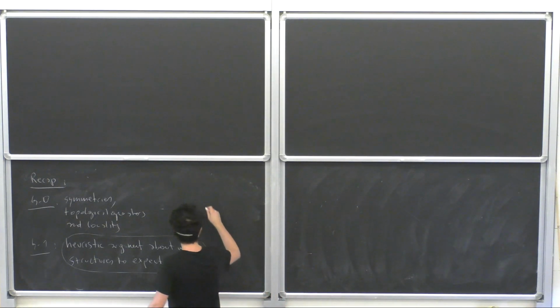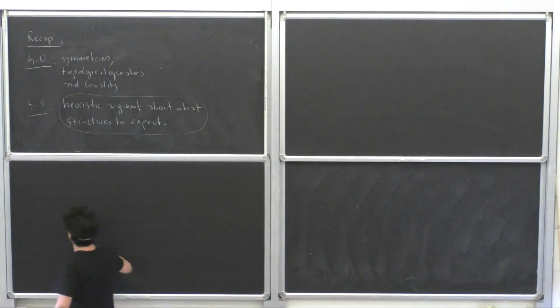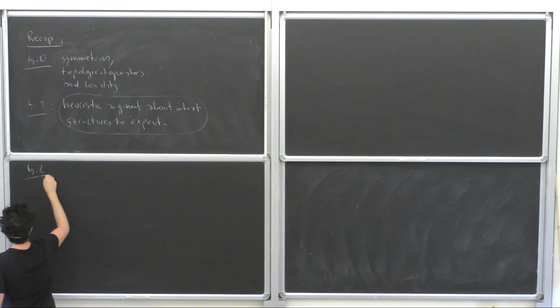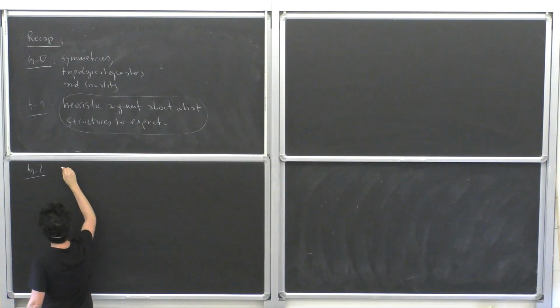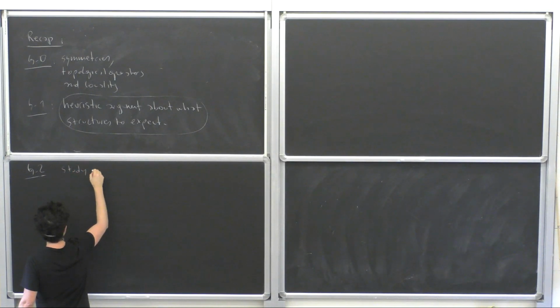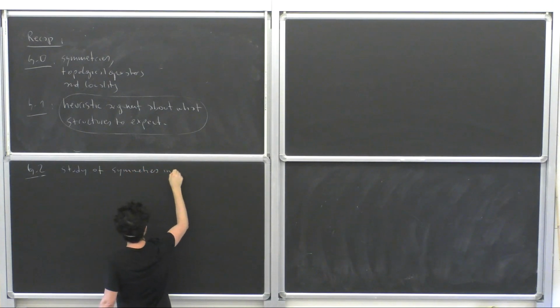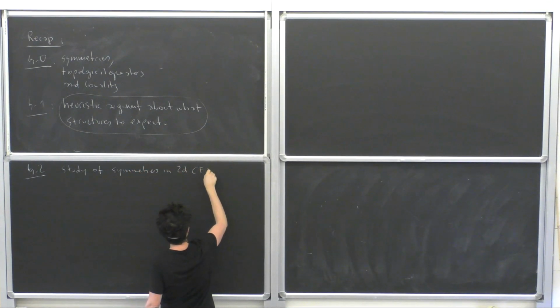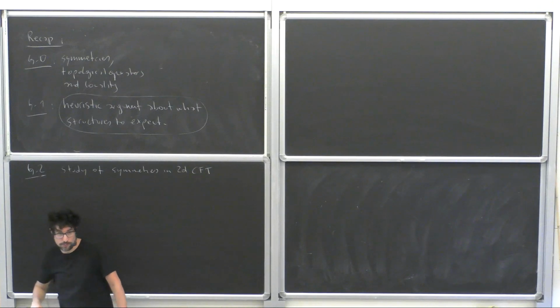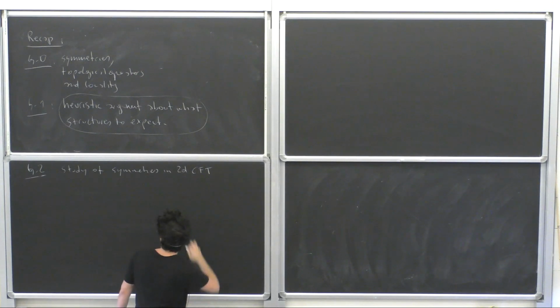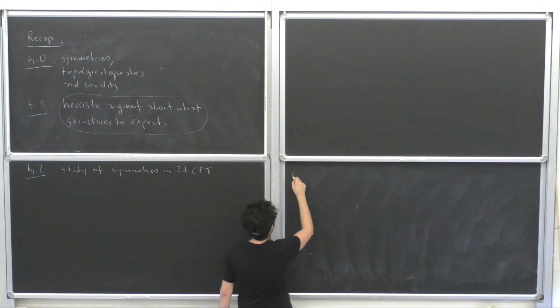And then the plan is to continue in part 2, the second chapter, with a study of symmetries in 2D CFT. No? This is the next argument. So right now we go back to the heuristic argument.